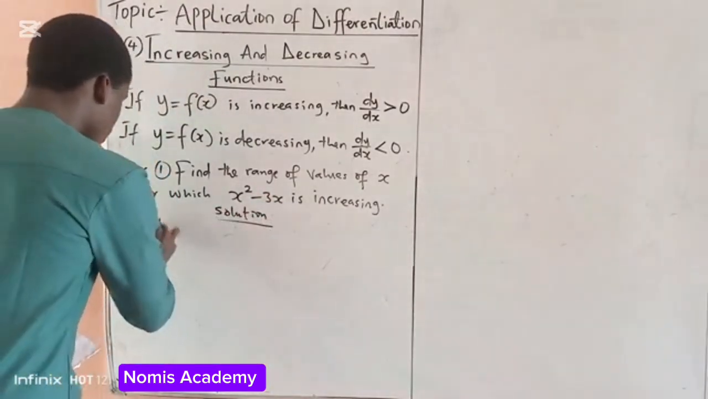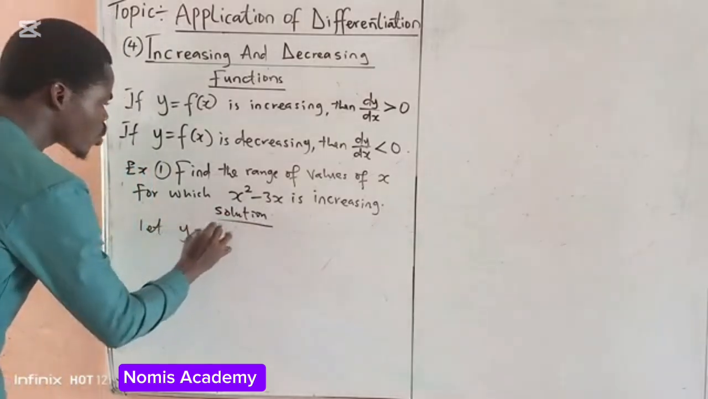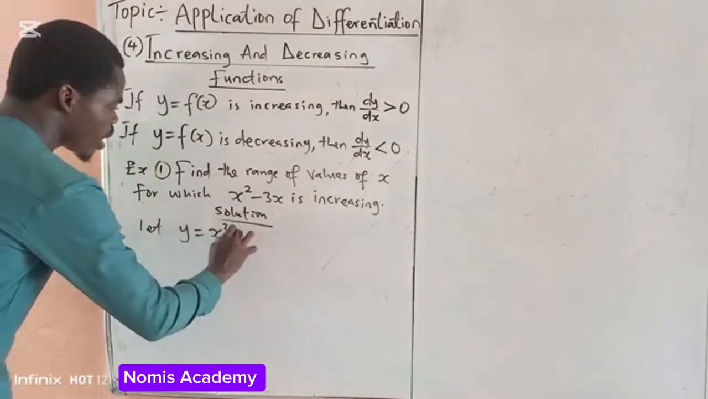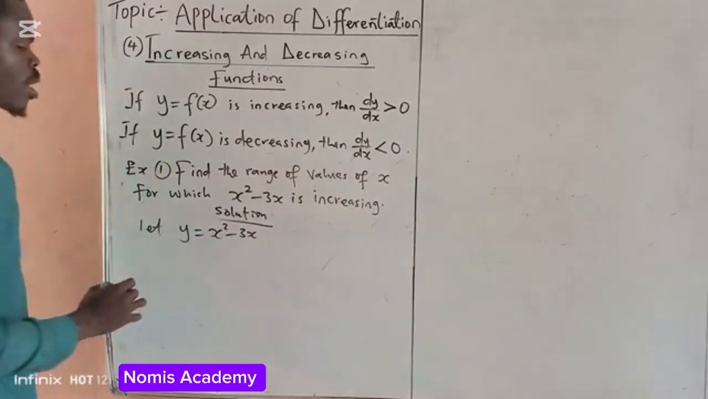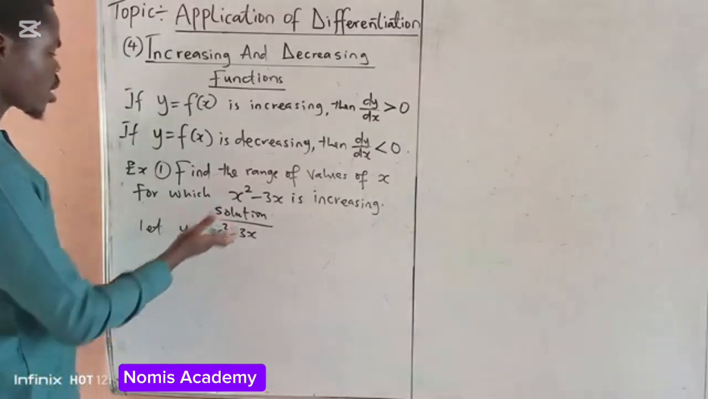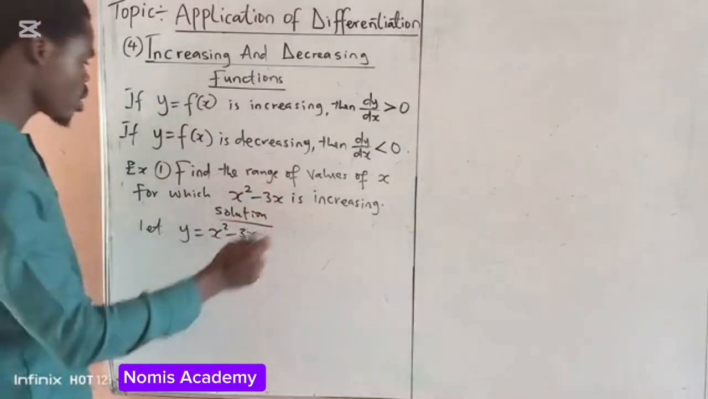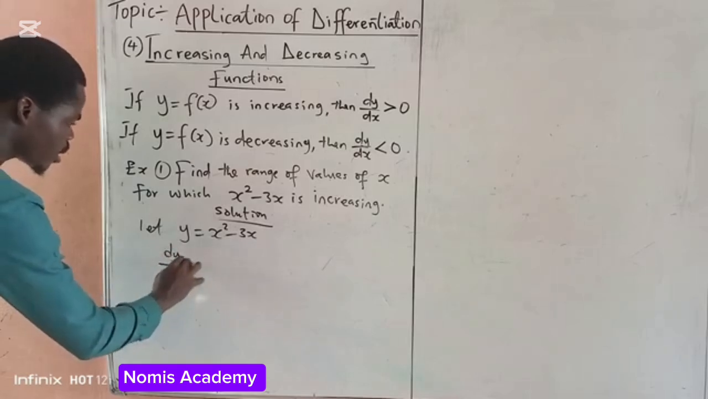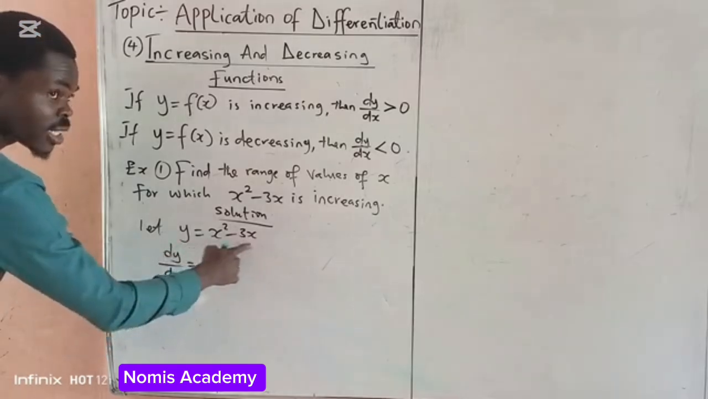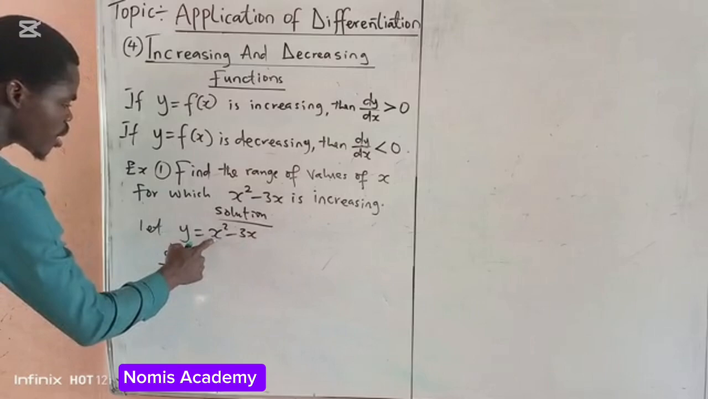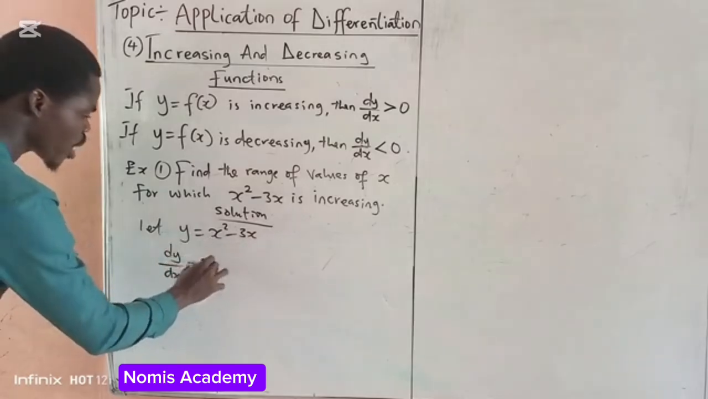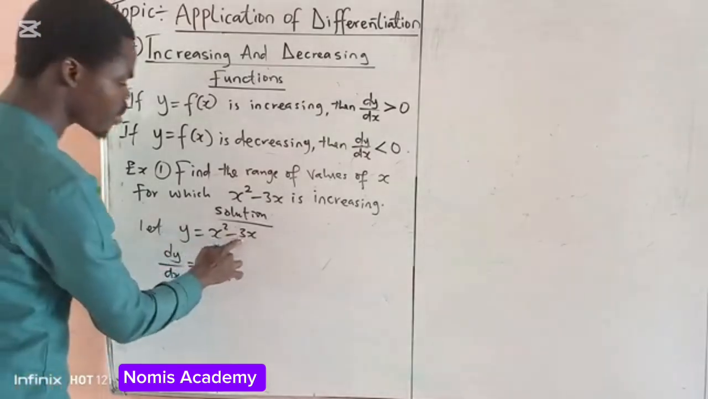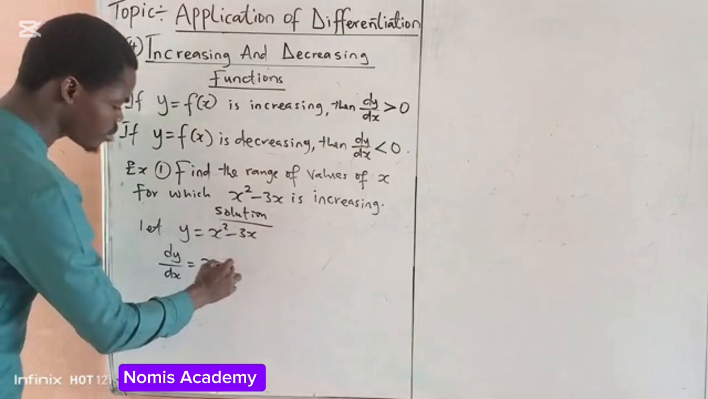Let y equal to x squared minus 3x. Since the function is increasing, we write dy dx is equal to, you take the derivative of the function, derivative of x squared is 2x, and then derivative of minus 3x is minus 3.